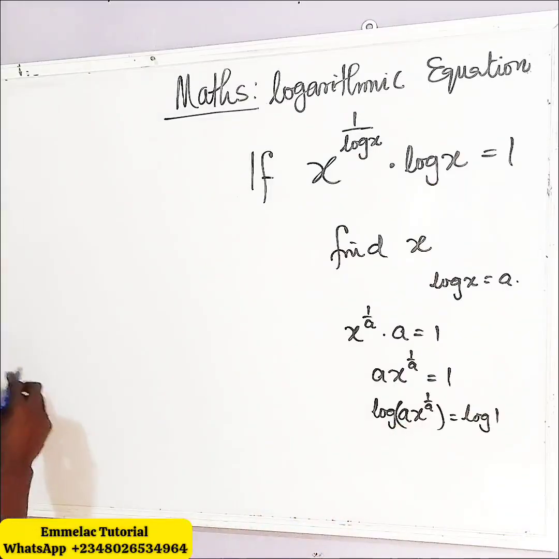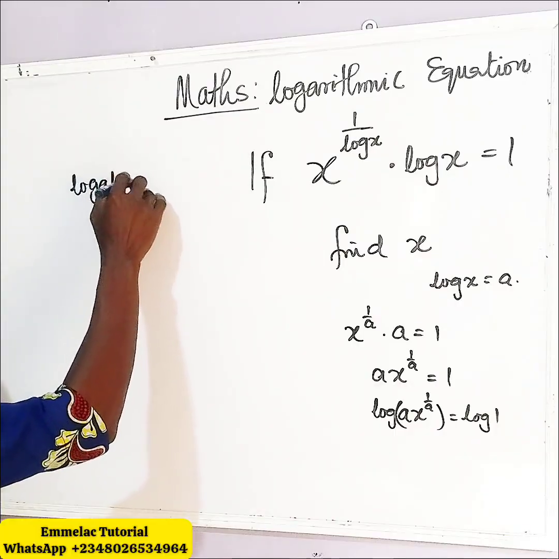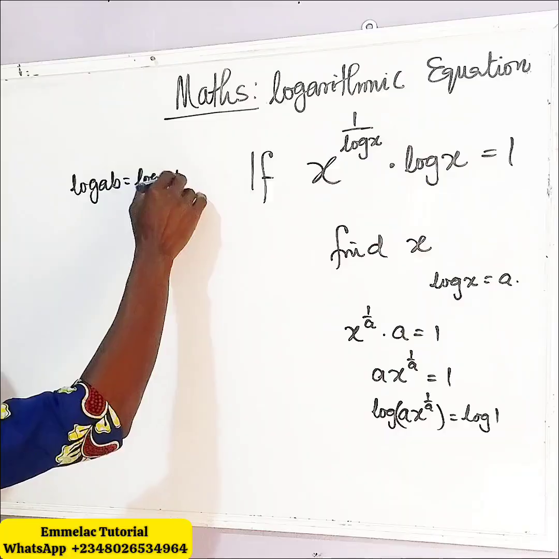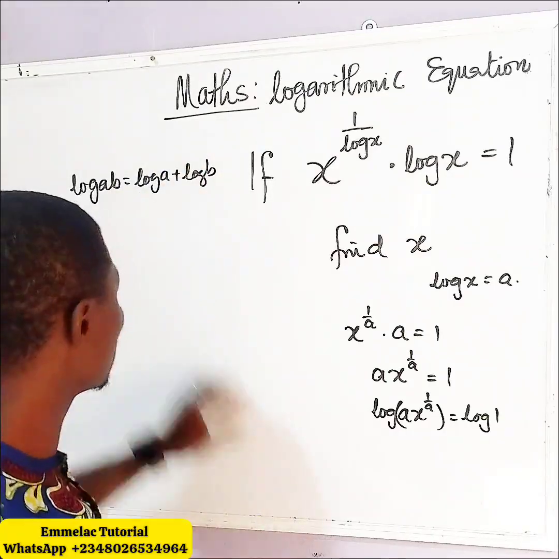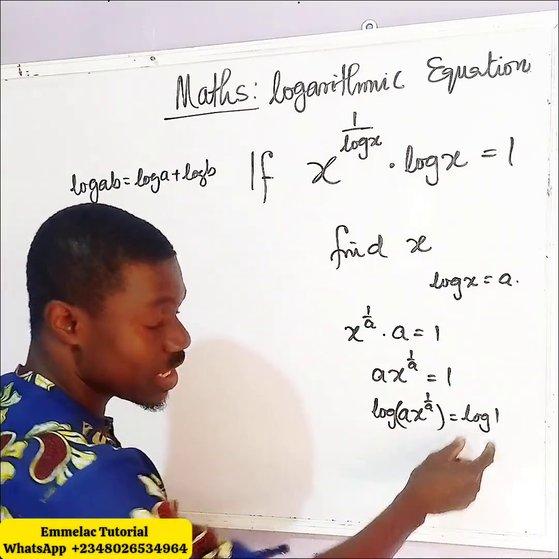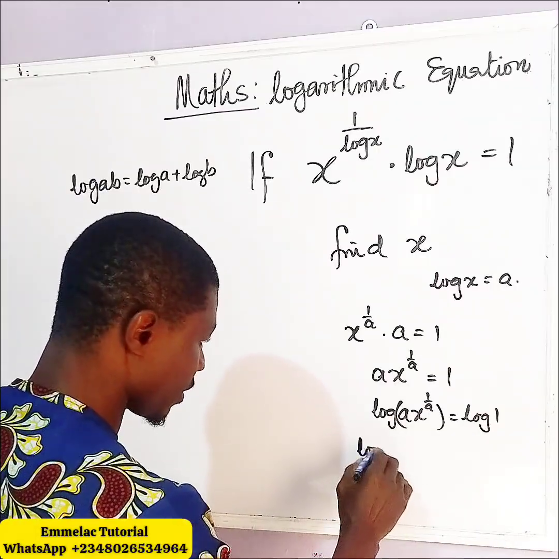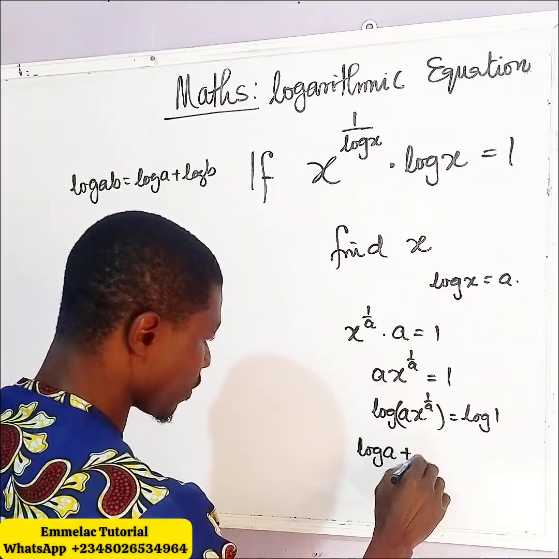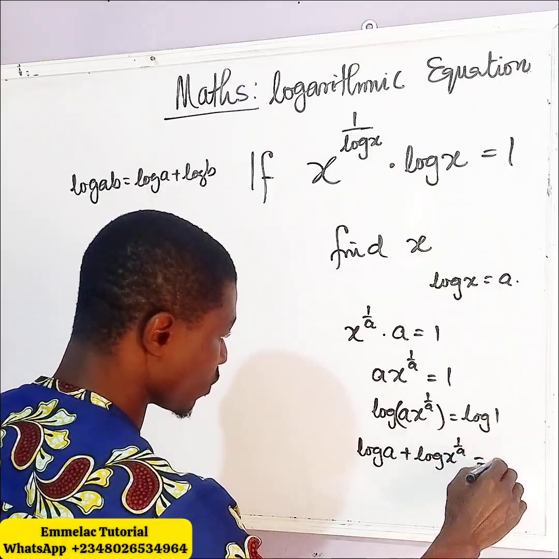And let us recall, take note that this is just two different terms. So let us recall that according to the law of logarithm, if you have log AB, this is the same as saying log A plus log B, right? So if you apply this rule here, and take note that log of 1 is 0, we end up with log a plus log x raised to the power of 1 over a equals 0.